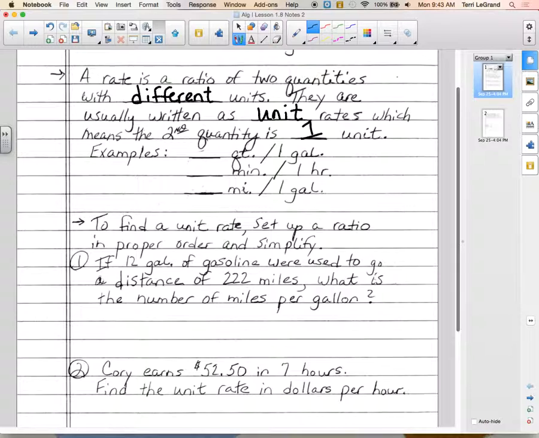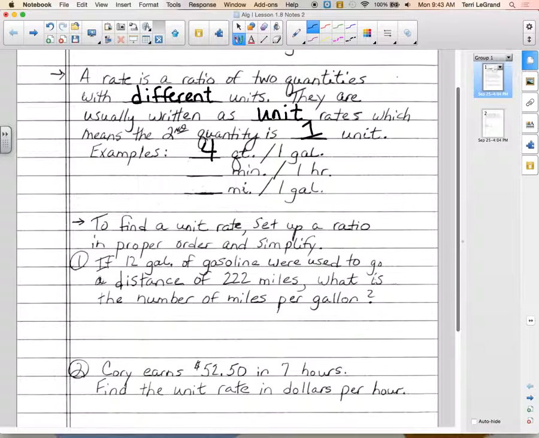So here are some examples. Notice the second thing in the comparison, and all of those are 1. So it's per 1 gallon, per 1 hour, per 1 gallon. So what would we fill in the blank here? How many quarts are there in every 1 gallon? 4. So that is a unit rate. 4 quarts to 1 gallon. 4 quarts per 1 gallon. That's considered a unit rate.